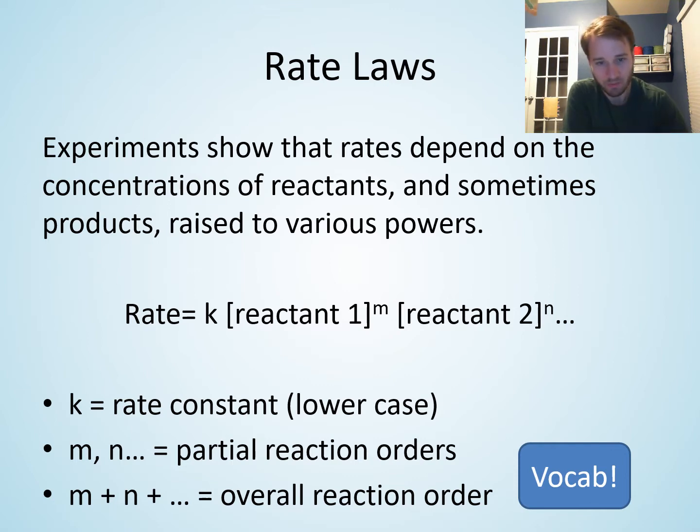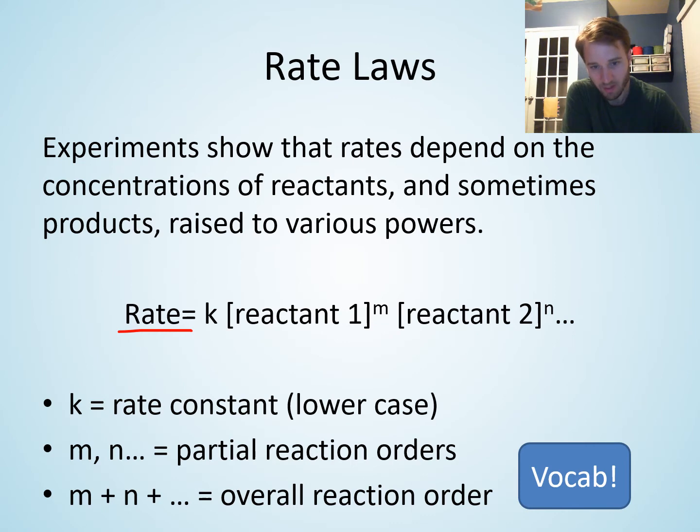That rate law has the general form given here: the average rate of the reaction equals the rate constant. The rate constant is going to be some number that has to be determined through experiments. There's no universal rate constant. It depends on the reaction, and as we'll talk about later, it also depends on temperature.